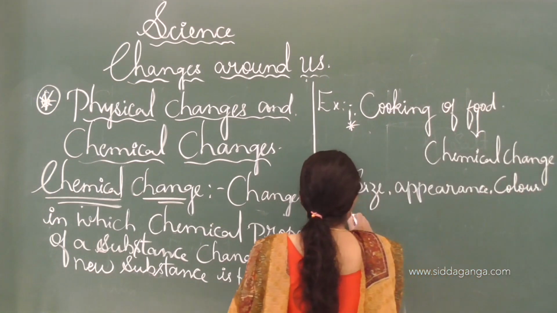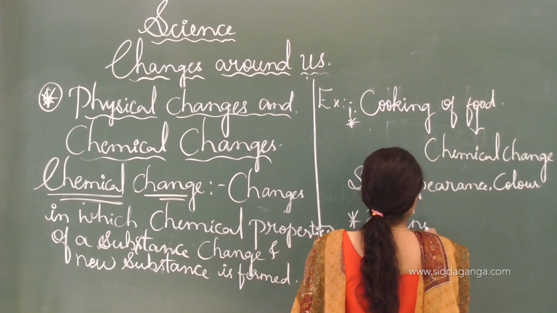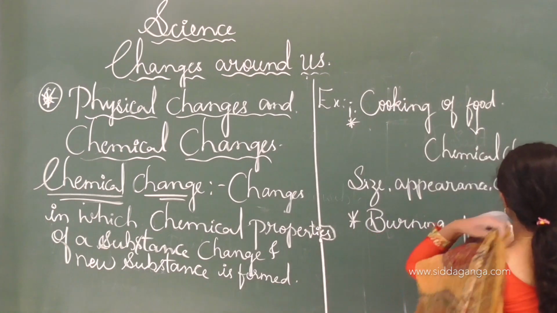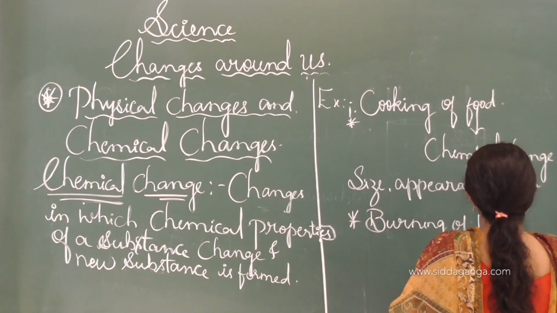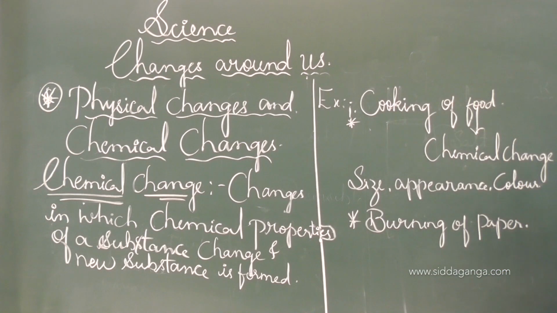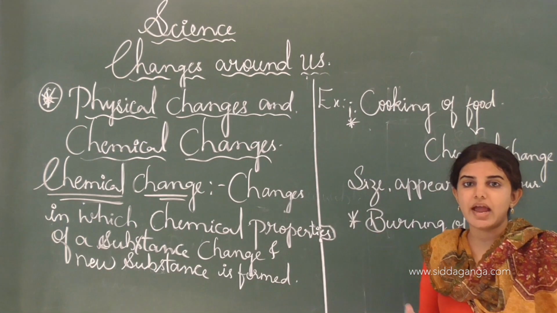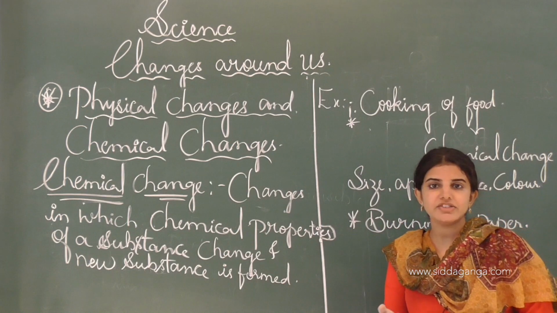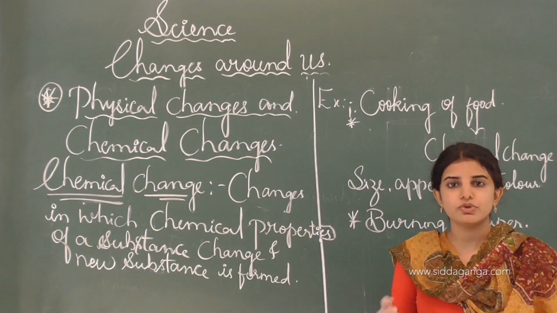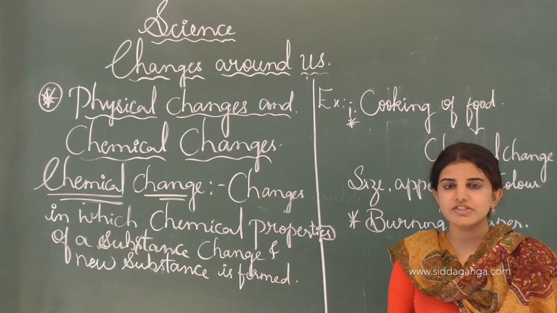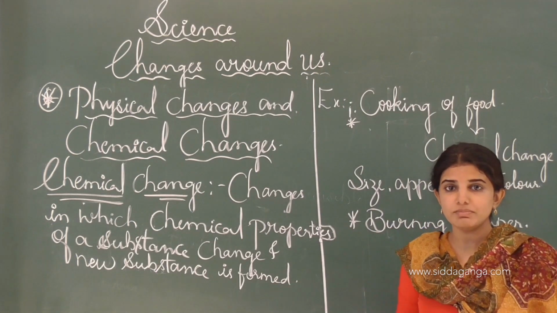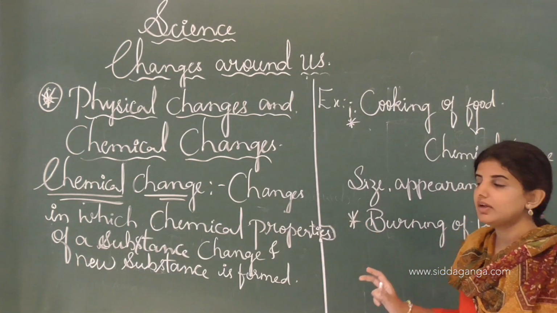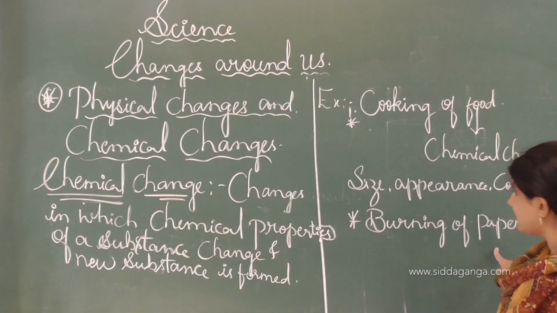One more example is the burning of paper. Burning of paper is an example of a chemical change where ash is obtained after burning the paper. If you light the paper, it will start burning, and later ash is obtained. A chemical process goes on so that the ash is obtained. This ash differs from the original paper: the texture, color and size of the paper change.